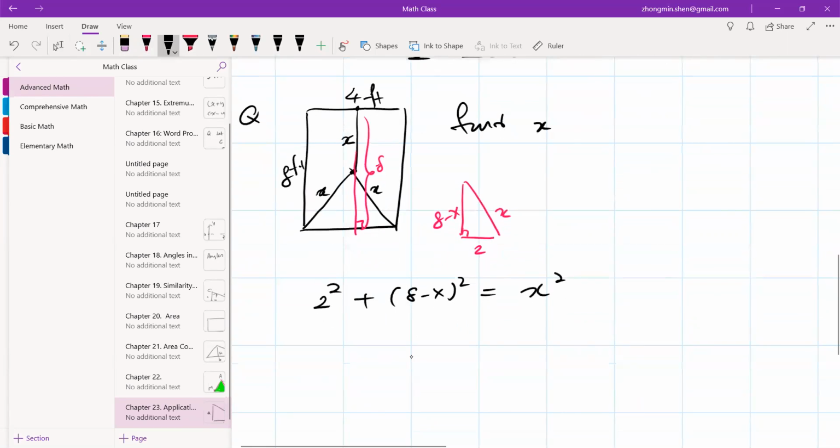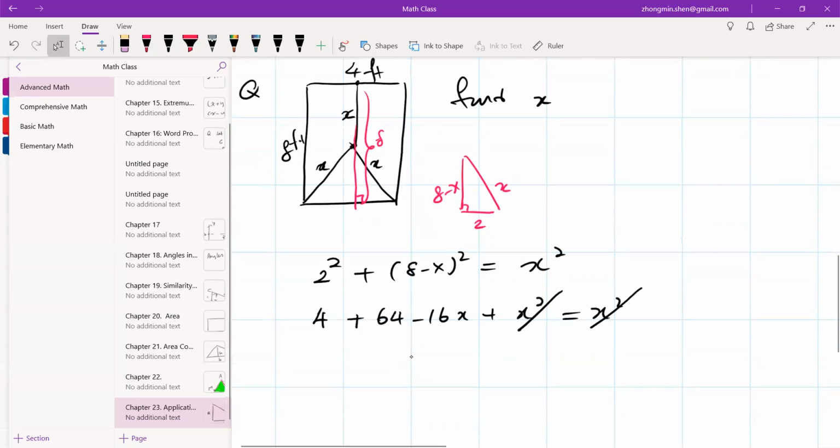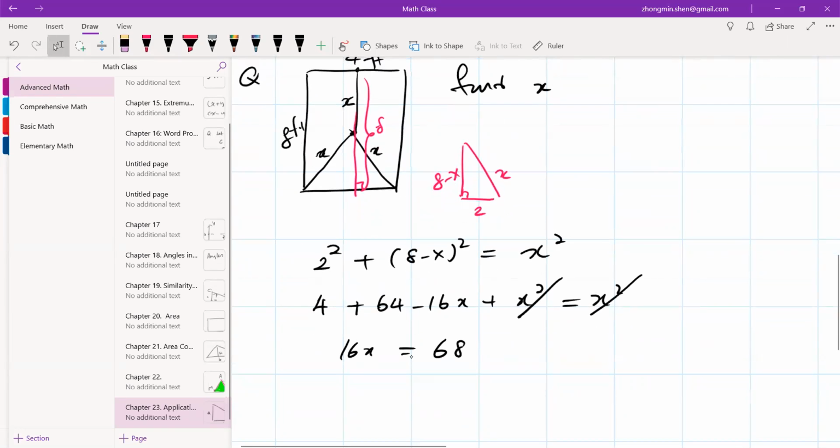So it's going to be 4 plus 64 minus 16x plus x squared equals x squared, and x squared is gone. Actually, it's not a quadratic equation. So that means 16x equals 68, and x is going to be 68 divided by 16.